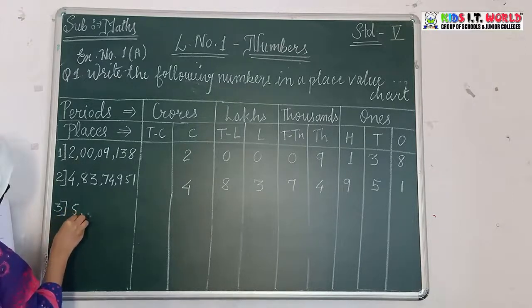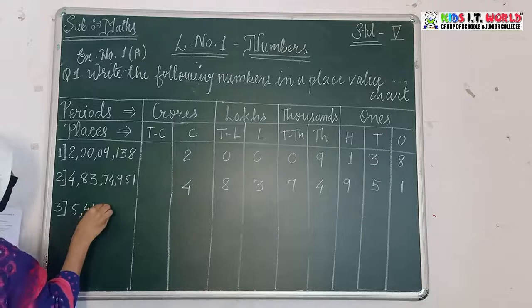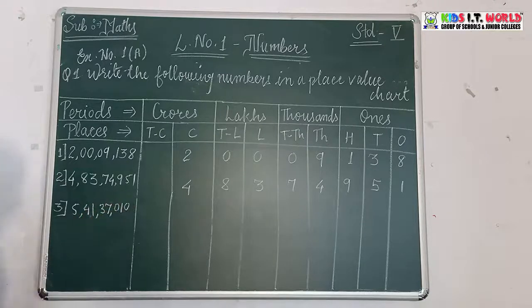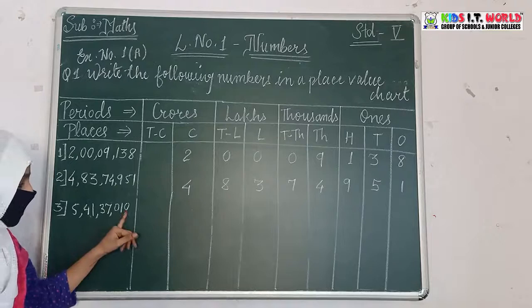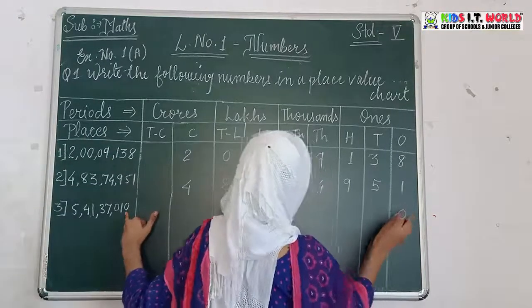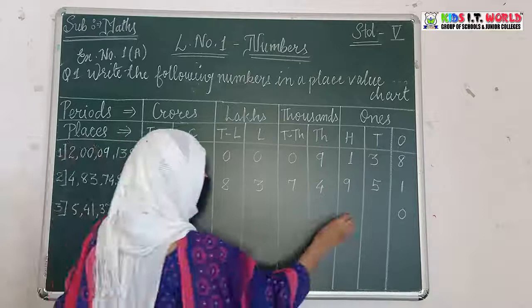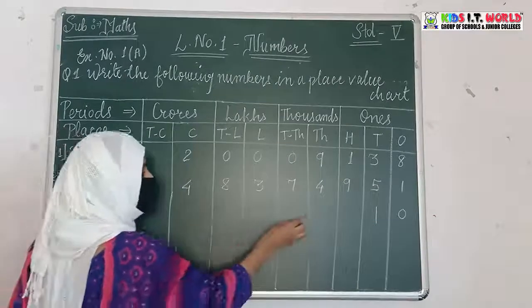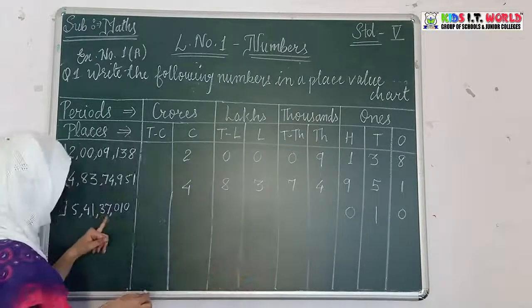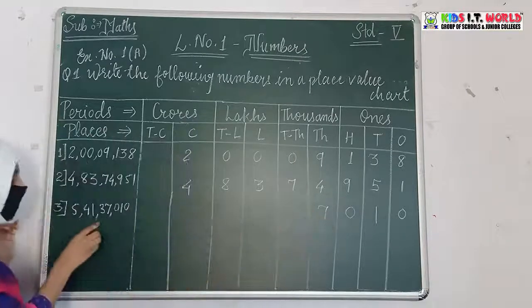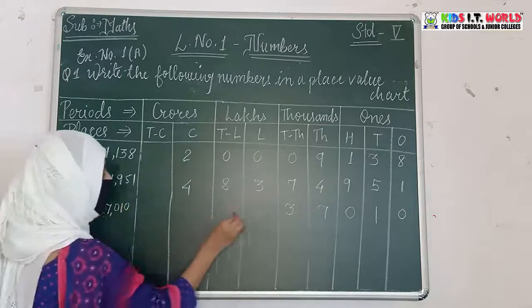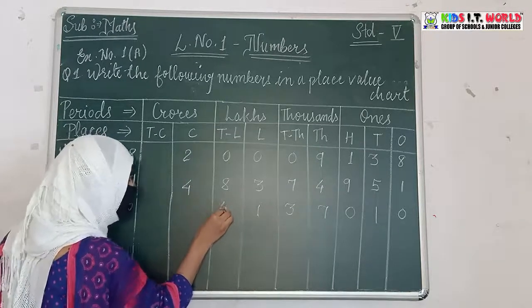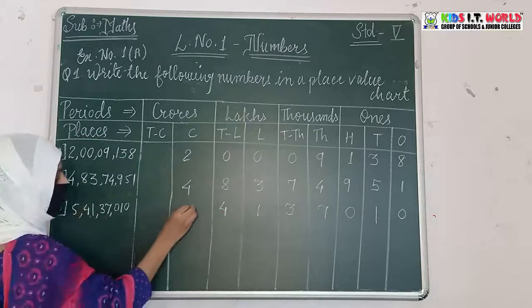5 crore 41 lakh 37,010. Now again put this value according to the place value chart. As I told you, you have to start writing from the extreme right position. On the ones it is 0. On the tens it is 1. On the hundreds it is 0. On the thousands it is 7. On 10,000s it is 3. On lakh it is 1. On 10 lakh it is 4. And on crore it is 5.